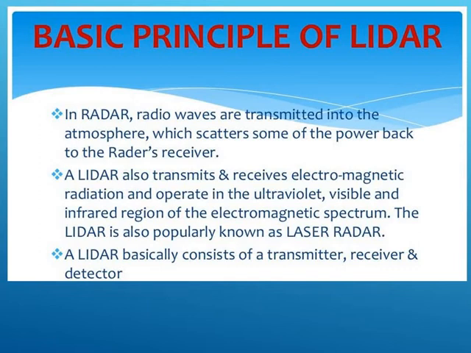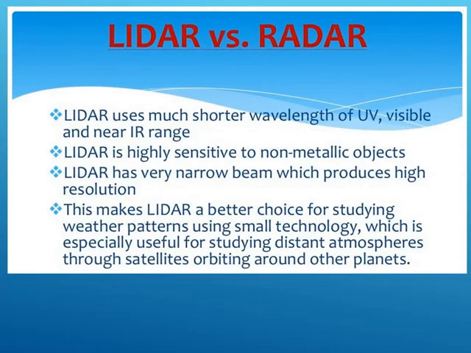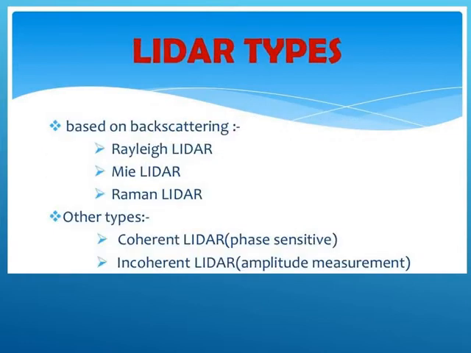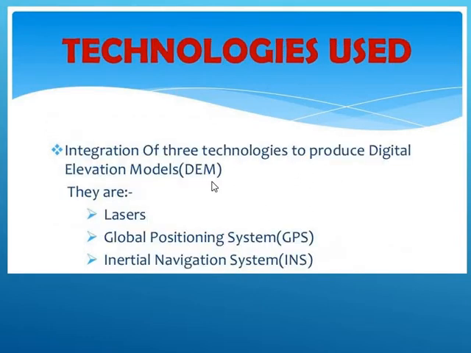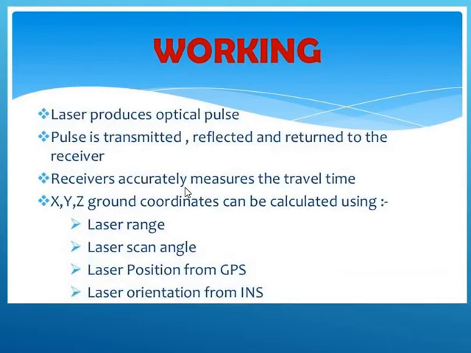The basic LiDAR has a transmitter and a receiver. The difference between LiDAR and radar is that LiDAR uses short wavelengths and is highly sensitive to non-metallic objects. There are types of LiDARs: Rayleigh LiDARs, Mie LiDARs, and Raman LiDARs. The technologies used in LiDARs are GPS, lasers, or inertial navigation systems.